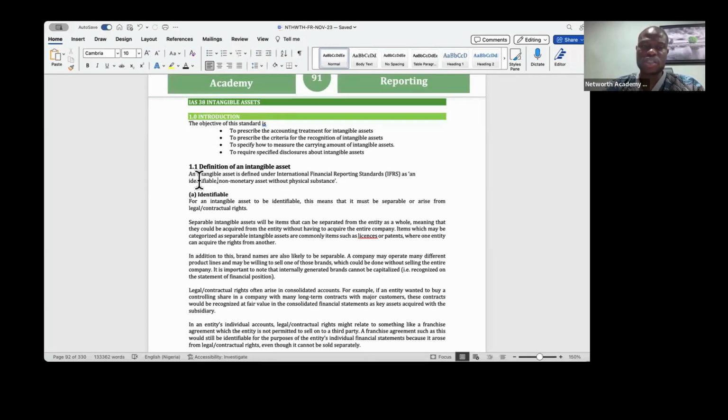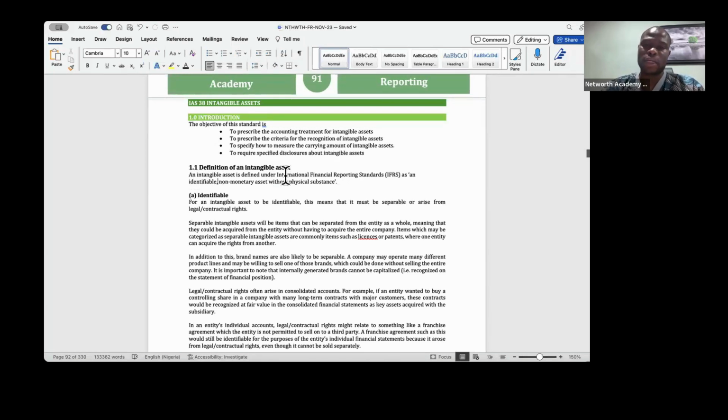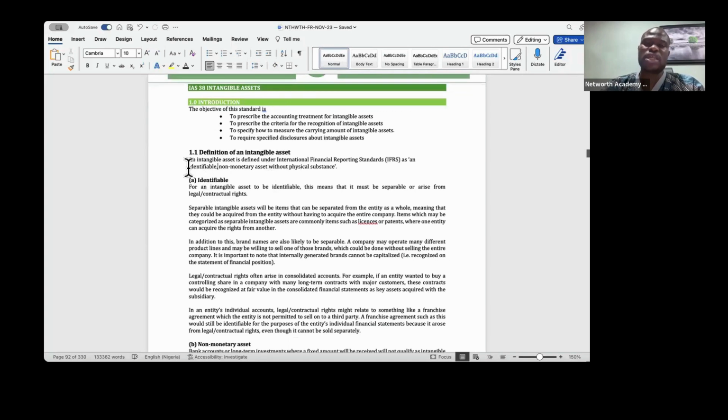So the first one, which is identifiable. For an intangible asset to be identifiable, it means that, one, that asset must be separable or must arise from legal or contractual rights. So it's either of the two. That's what we mean by identifiability. It is separable or arises from legal or contractual rights. Then what do we mean by separable?